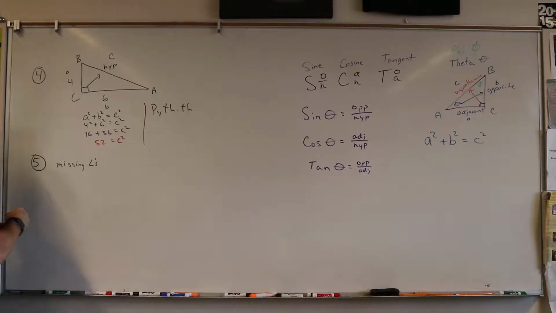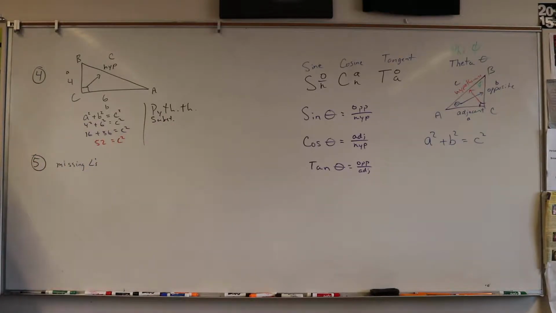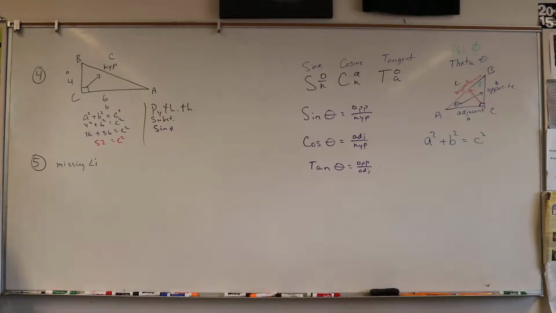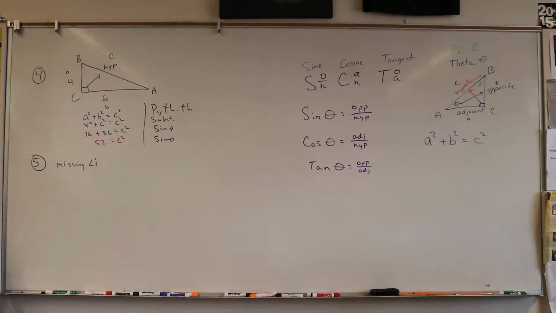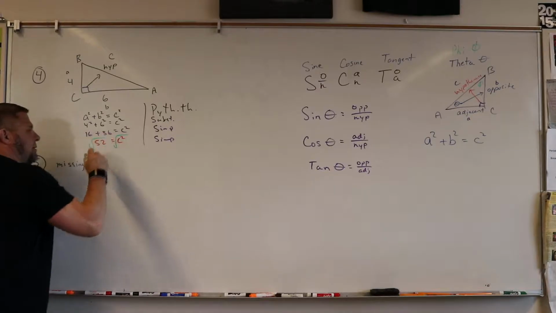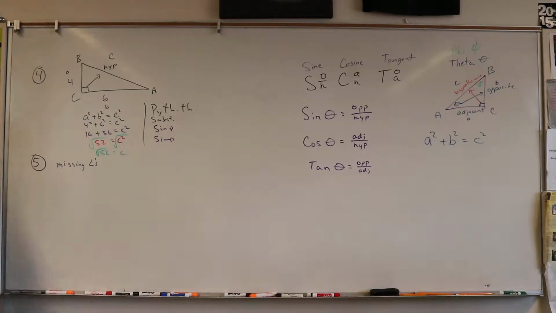Alright? So the first step was what? When we plug something in, what's that called? Substitution. Okay? When we do the squaring, what's that called? Simplification. When we add things, what's that called? Simplification. Alright? But when I square root both sides to get rid of the square, what's the opposite of a square? The opposite of a square is a square root, right? So that means that the square root of 52 is equal to c. Right? And that's the answer.